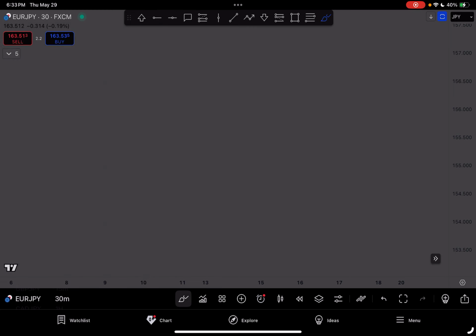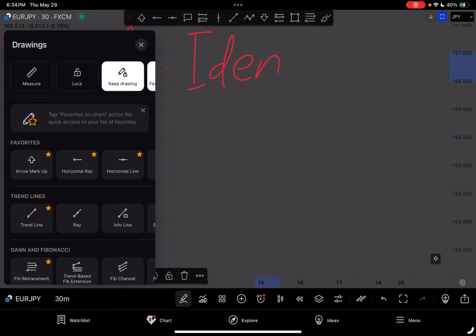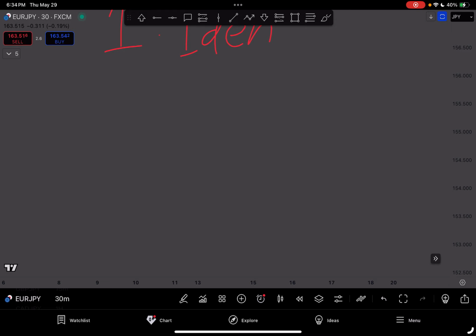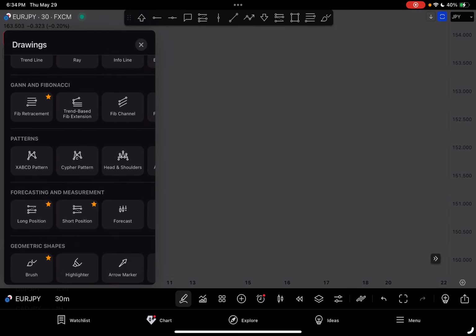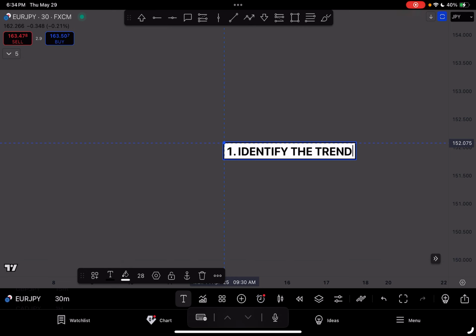So step number one with the Fibonacci retracement tool is identify. As a matter of fact, let's just type this out. Let's make it real pretty for y'all, because I've been drawing. I know y'all don't like my handwriting, man. It's okay, I don't like it either. So step number one, right? Identify the trend. And I'm letting you know right now, if I bully any words, I'm not a spelling bee champion. I'm a trader.